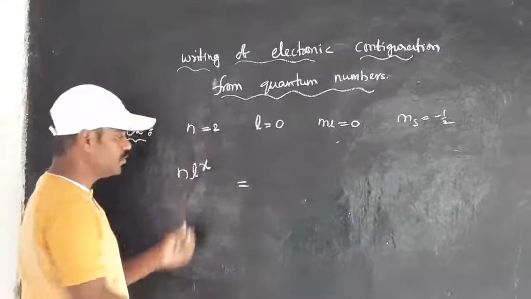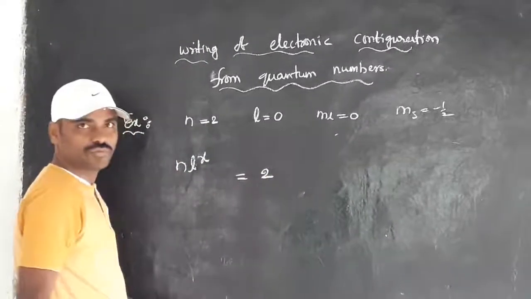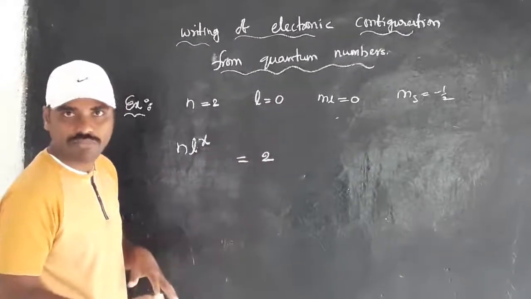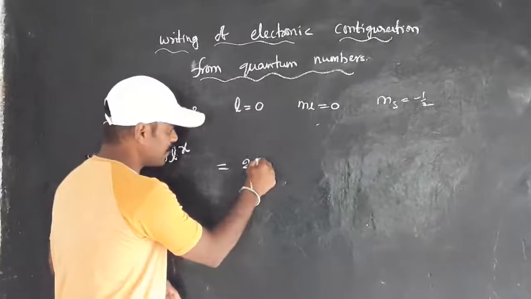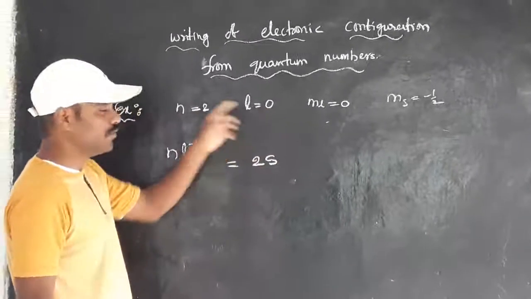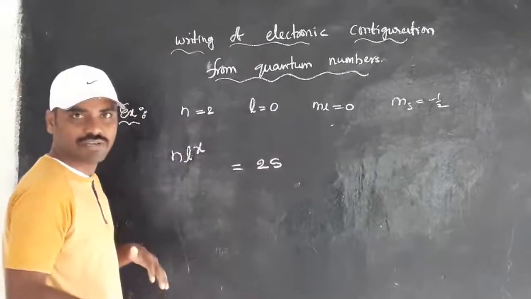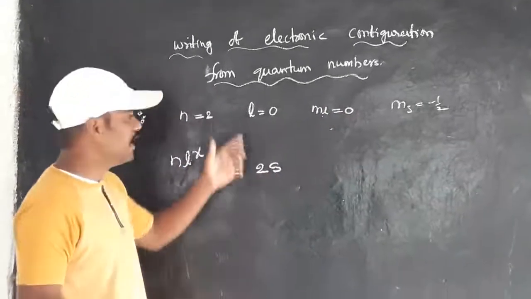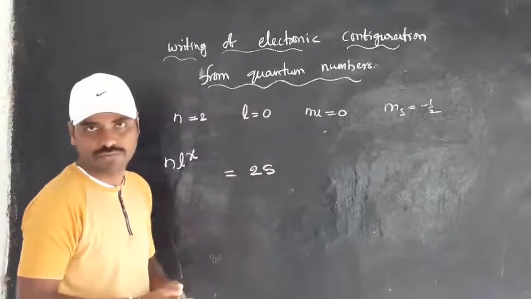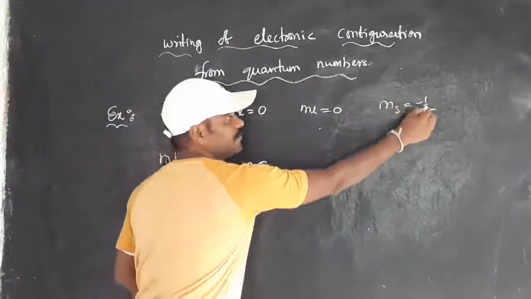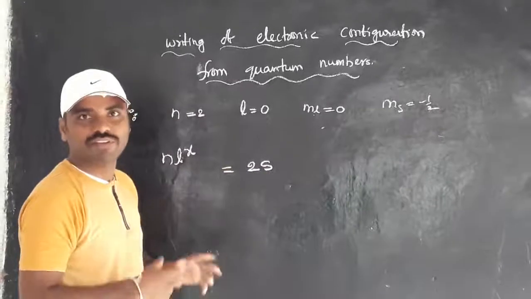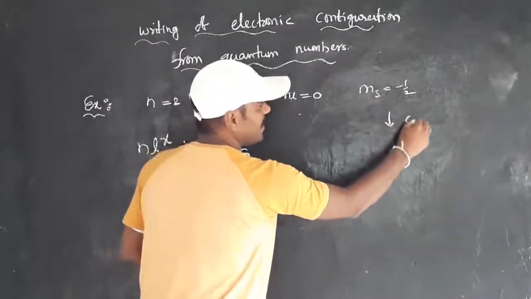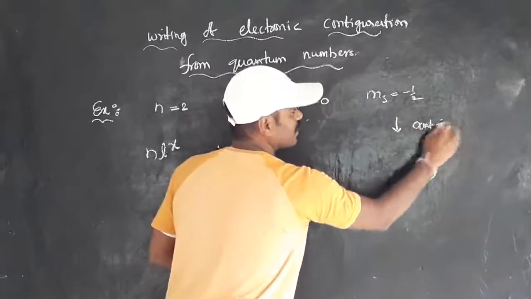What is the n value? 2. So write 2. Then here we have the L value. L is equal to 0, meaning the angular quantum number value is 0. That indicates an s orbital. Then the ml value is 0, as already discussed: when the L value is 0, the ml value must be 0. Then the spin value is minus 1/2, which indicates anti-clockwise rotation.